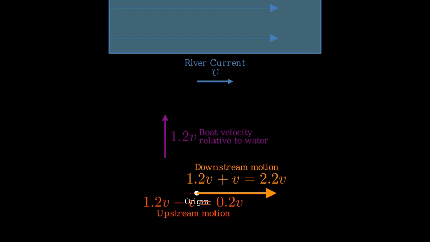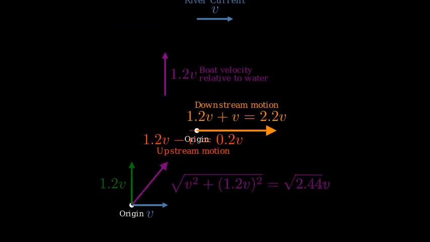For boat B, which moves perpendicular to the current, the situation is different. Its velocity relative to the water is 1.2 v, but the current pushes it sideways at velocity v. Using the Pythagorean theorem, the resultant velocity is the square root of the sum of the squares of these components.